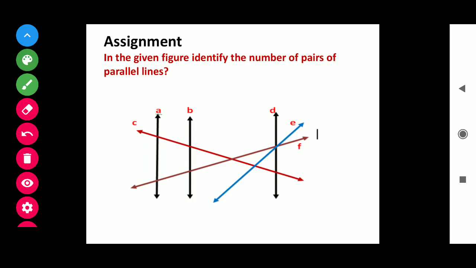In the given figure, identify the number of pairs of parallel lines. This is your assignment. Here you have to find the parallel lines, the number of parallel lines, and give their names.